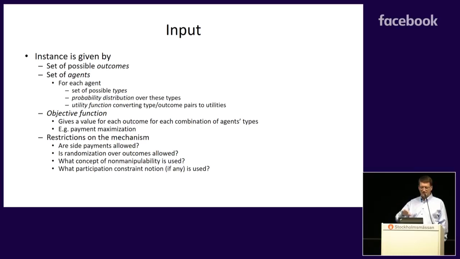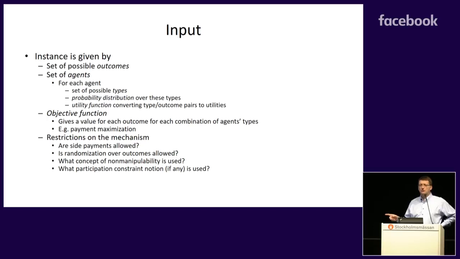Then there's a probability distribution over these types. In general, this can be a joint distribution also, but the hardness results that I'm going to present in two slides actually apply even if you have a separate probability distribution for each agent. And then there's a utility function that converts the outcome and the type to a utility, a real-valued utility.